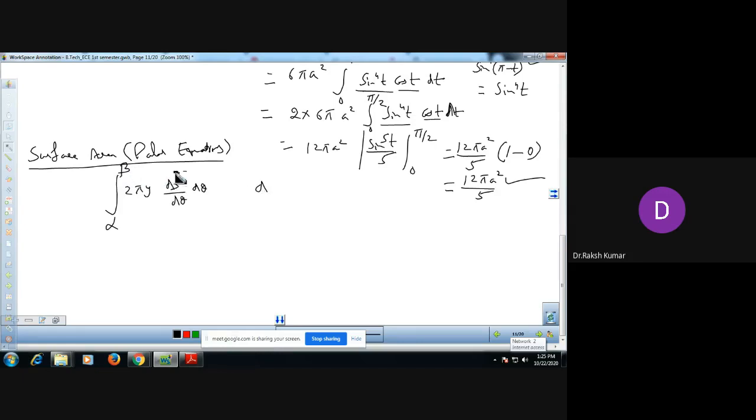And how to compute this value? This is important. ds over d theta. Remember this formula. This is the square root of r square plus dr over d theta whole square. So this is the formula to compute ds over d theta. And you all know x is r cos theta, y is r sin theta. So the question is, find out the area of the surface of the revolution formed by revolving the curve r is equal to 2a cos theta about the initial line.